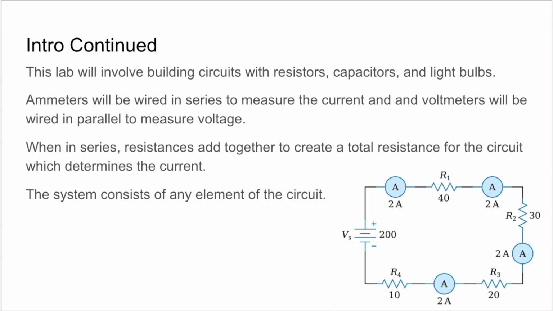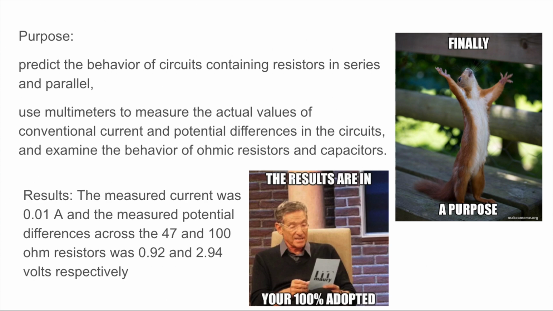And here you can see a circuit in series where there is a constant current flowing throughout despite the different resistors. So the system for this lab will consist of any element of the circuit. The purpose of this lab is to predict the behavior of circuits containing resistors in series and parallel, to use multimeters to measure the actual values of conventional current and potential difference in the circuits, and to examine the behavior of ohmic resistors and capacitors.